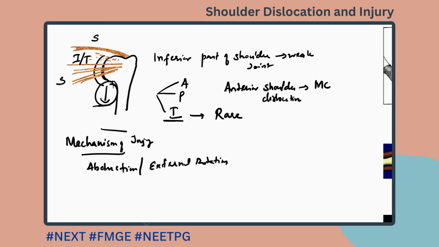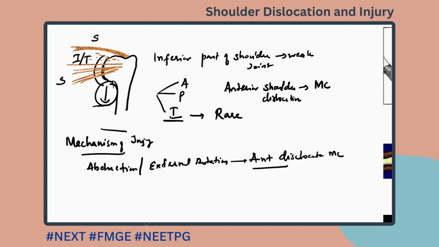Now, most actions in the shoulder joint require abduction and external rotation. What is the most common sport being played here? Cricket. So you throw a ball. What action happens when you throw the ball? The shoulder goes into abduction and external rotation, and the joint dislocates. This is the most common mechanism in the shoulder, and because of that it causes anterior dislocation. That is why anterior dislocations are most common.